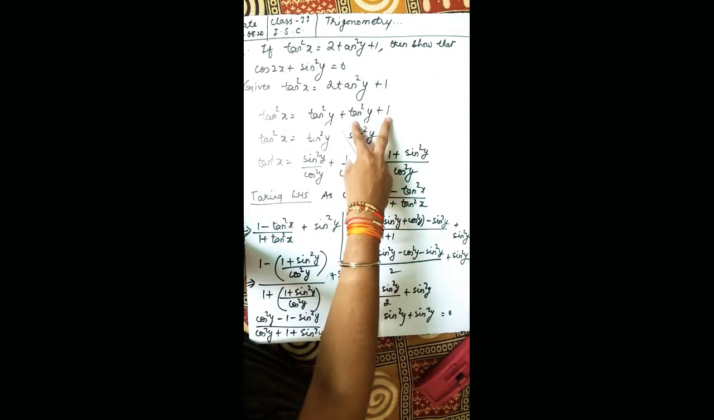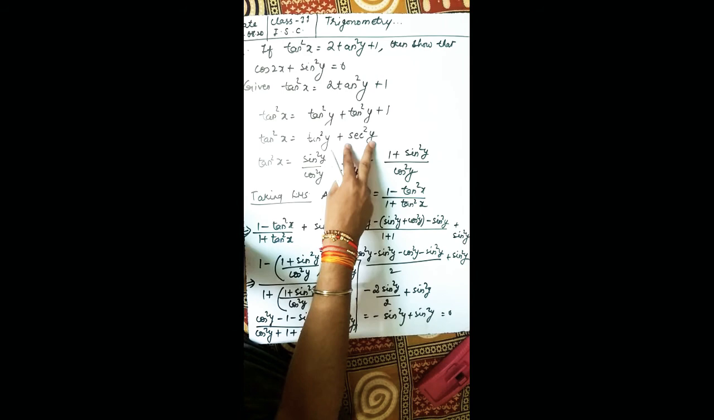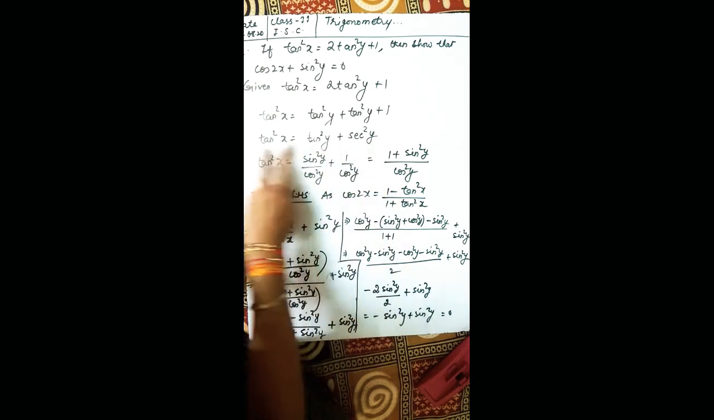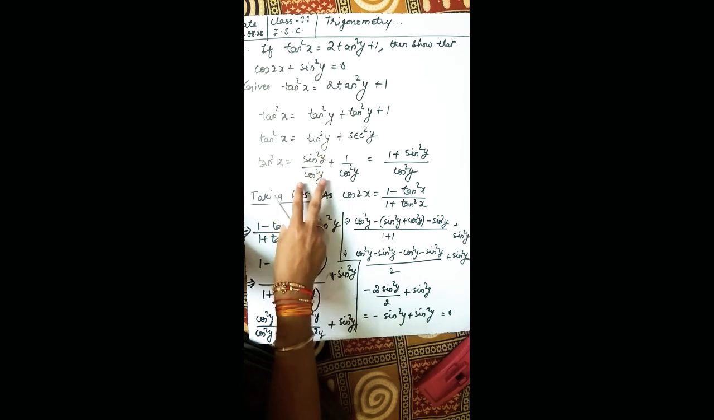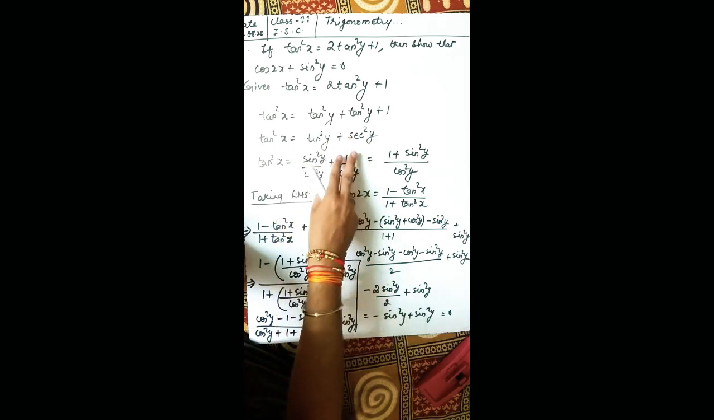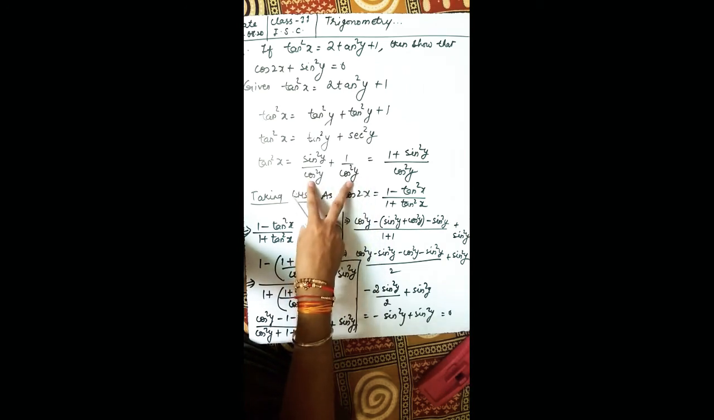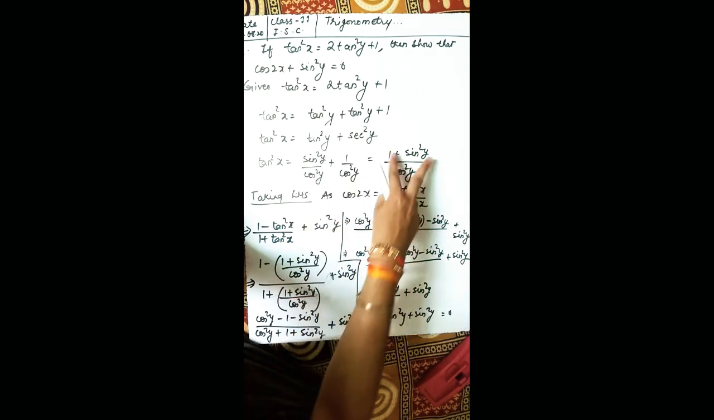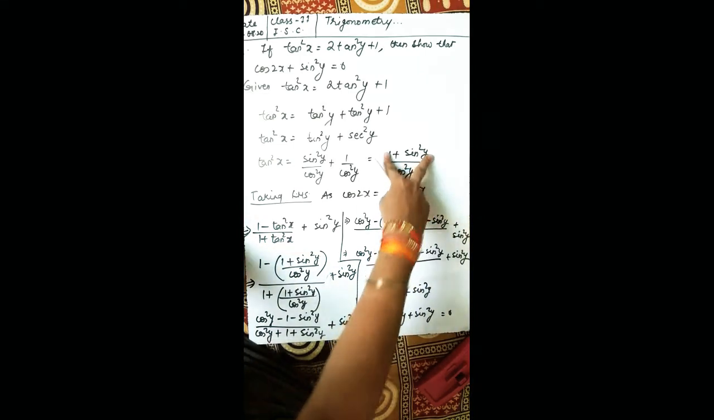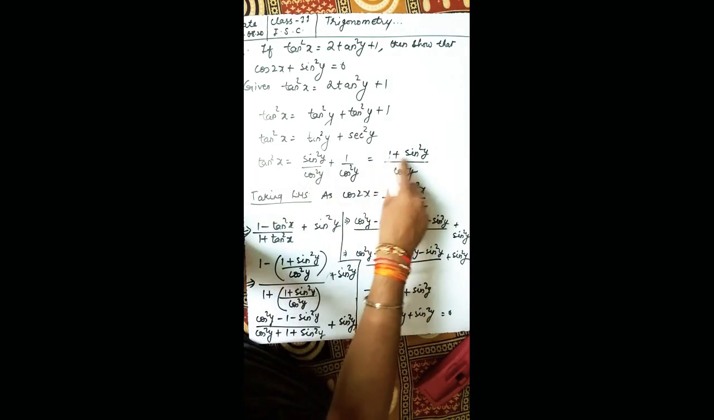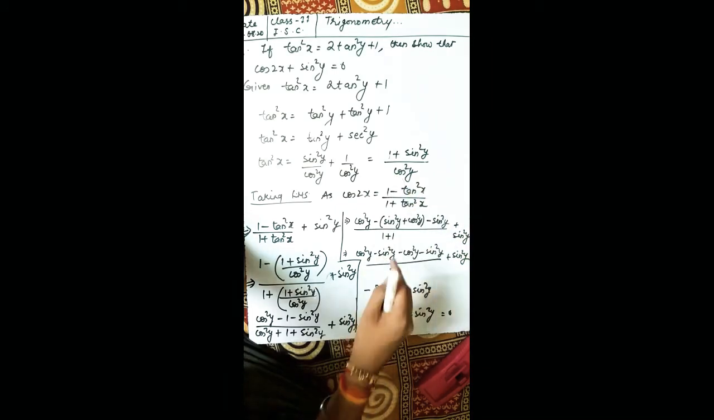Now tan square y plus 1 will give you sec square y by the identity. So this is the step. And now I'm writing this tan square y as sin square y upon cos square y and sec square y as 1 upon cos square y. And as it is a like fraction, so cos square y is the denominator, and in the numerator 1 plus sin square y. So tan square x can be written as 1 plus sin square y upon cos square y.